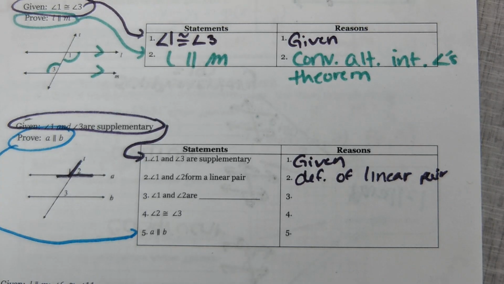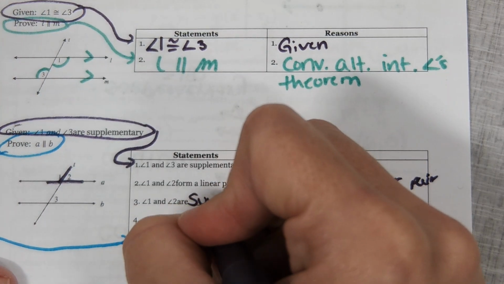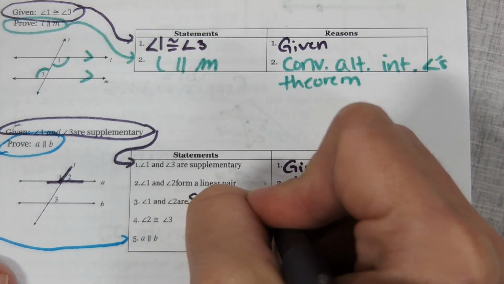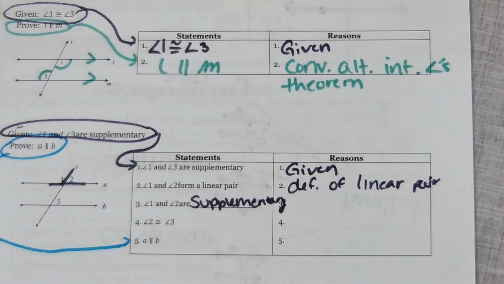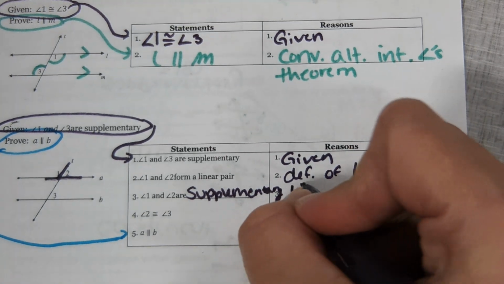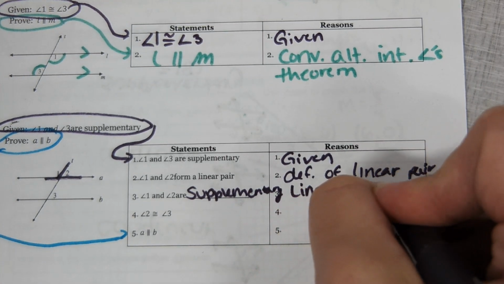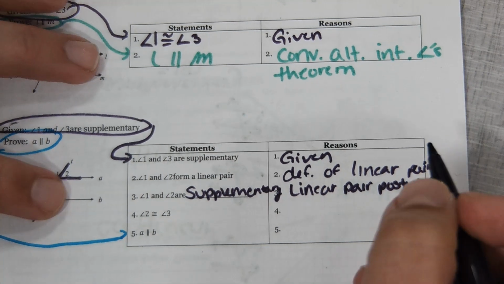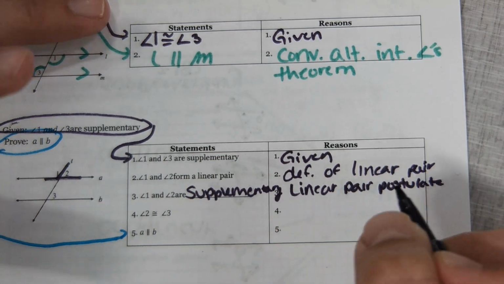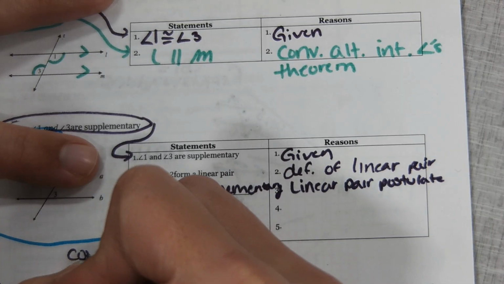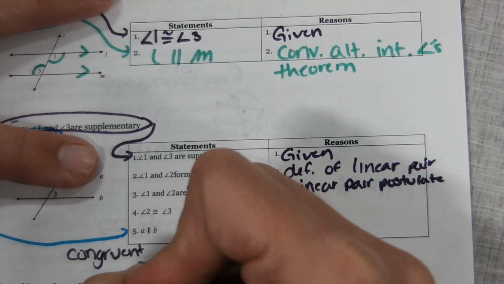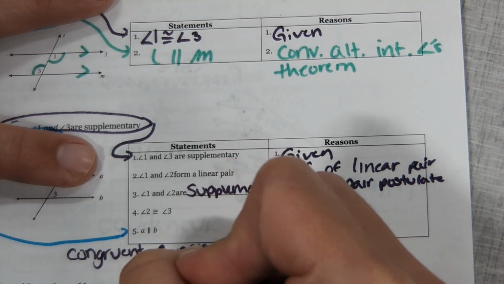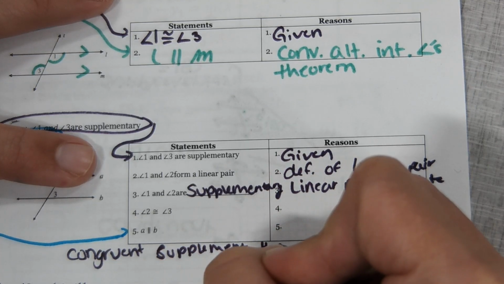Then the next one, it says that 1 and 2 are supplementary. So if you have a linear pair, then they are supplementary. So that is linear pair postulate. Okay, and then the next one, the reason is congruent supplement theorem. What that means, I think it came up last chapter or something. Congruent supplement theorem.